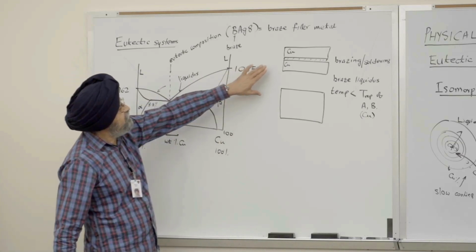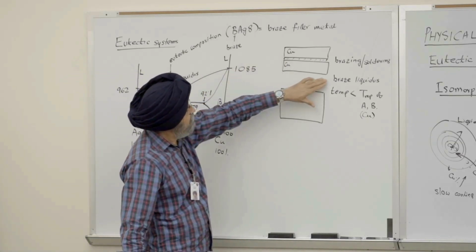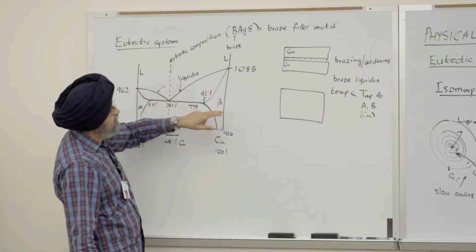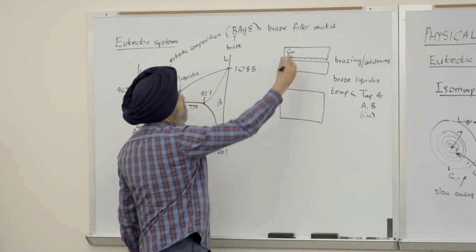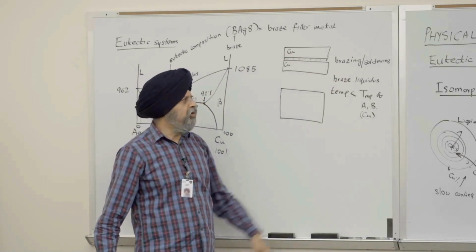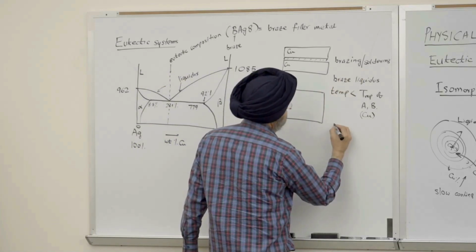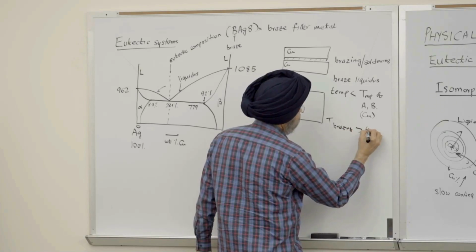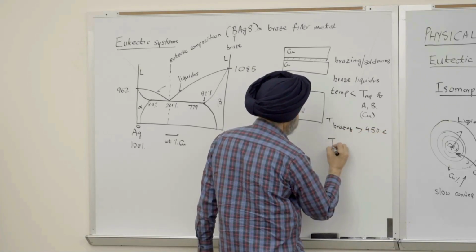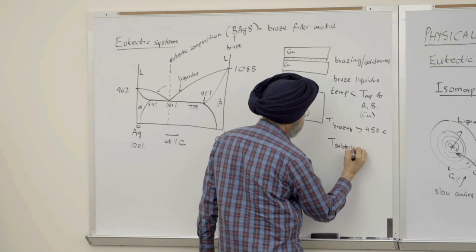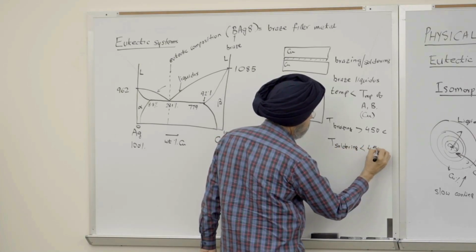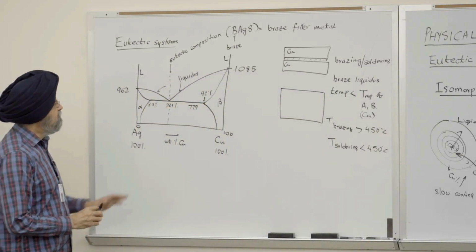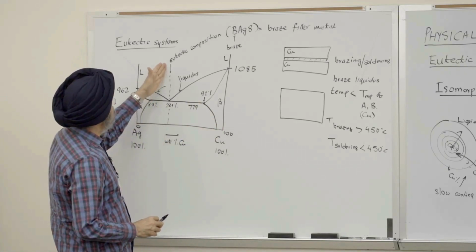So brazing and soldering is where this metal you're using has a liquidus which is less than the melting point of the pieces you're joining. The difference between brazing and soldering is that brazing temperature is above 450 C. The soldering temperature is less than 450 degrees C. So that's the sidebar. So let's discuss this composition.